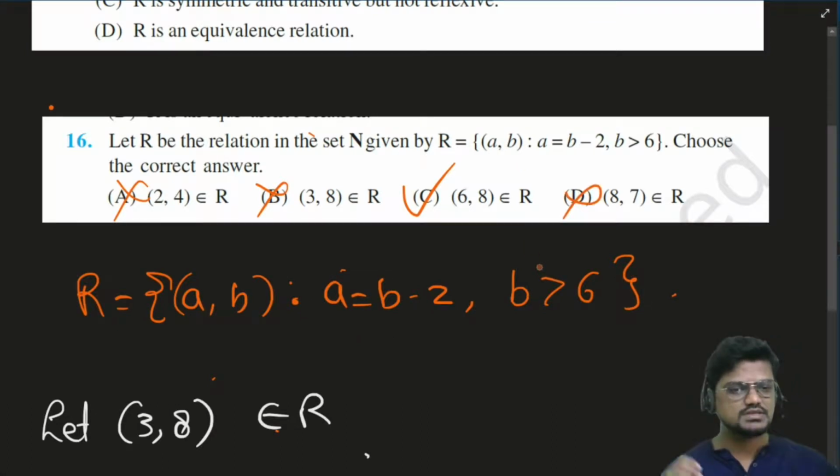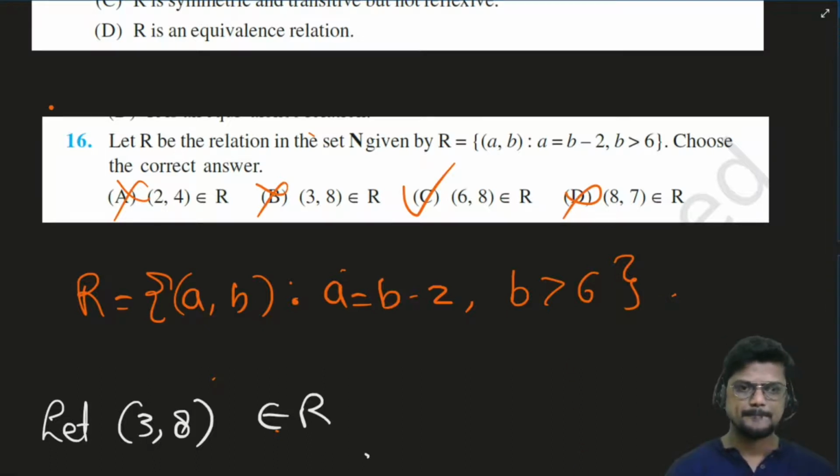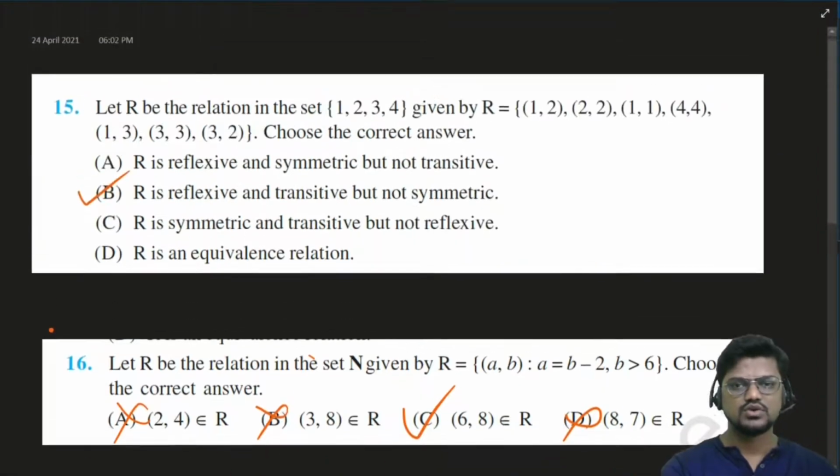So is this clear, guys? Please type yes or no in the chat box. Okay, Nisha, and what about rest of the students? Okay, Sneha, very good. Okay, fine, chalo, very nice. Now let's go to the next question.